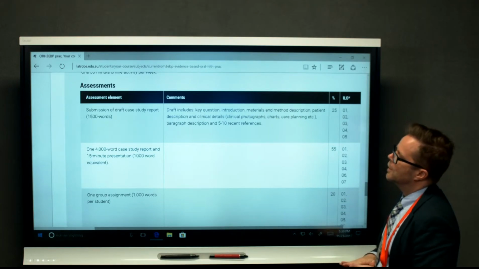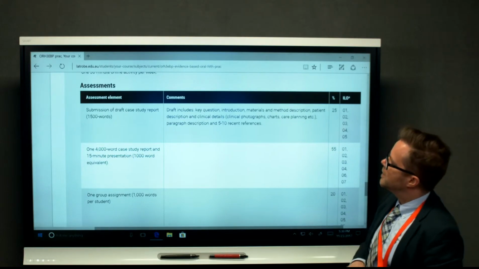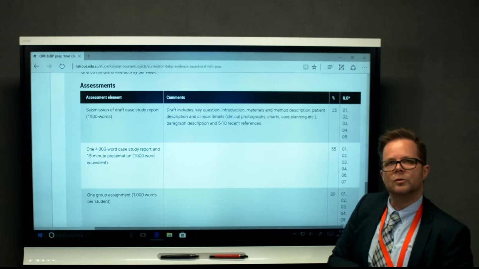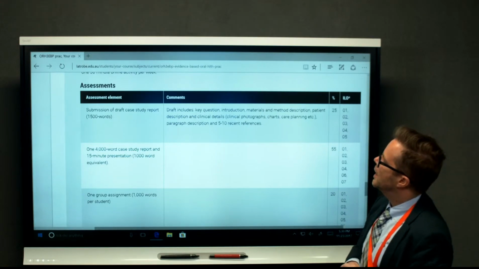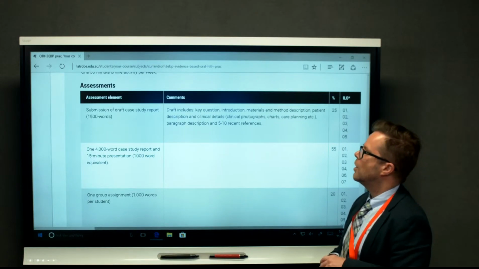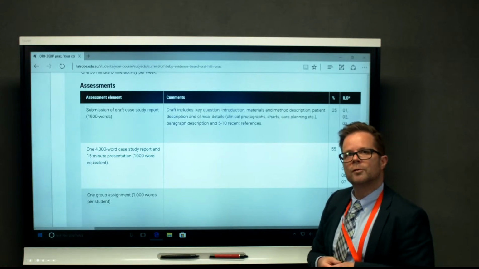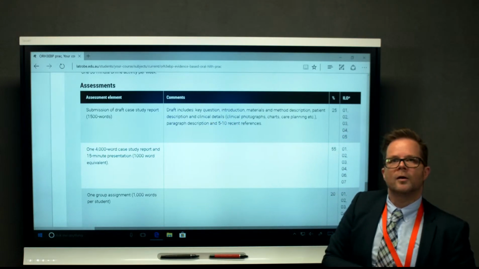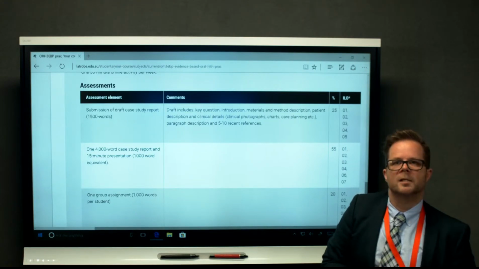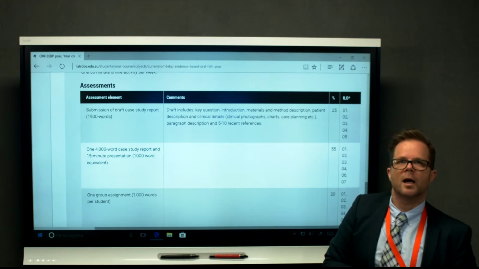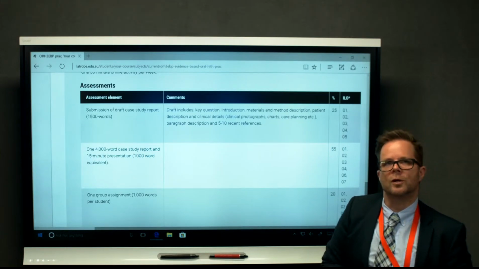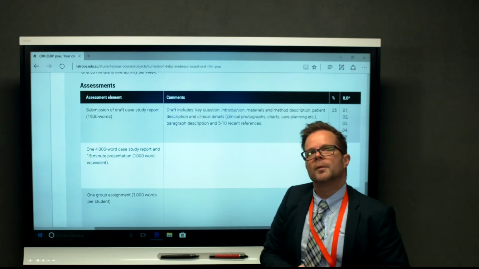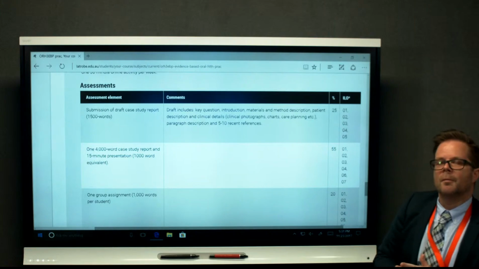So the draft will include key questions, an introduction, an outline of the methods and materials that you're going to use in your case study, a description and clinical details of the person or the group of people that you're working with, and then a brief outline of some of the recent and relevant scientific journals or articles that you're going to use in your case study. So that will be submitted in advance of this report here so that I'm able to give you feedback on what it is you're doing.